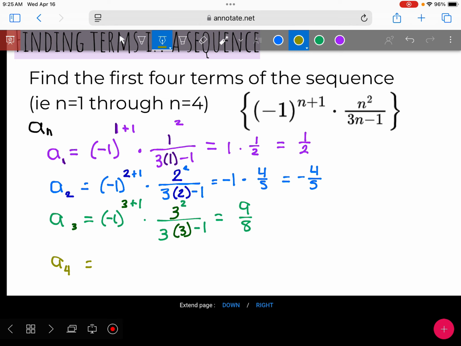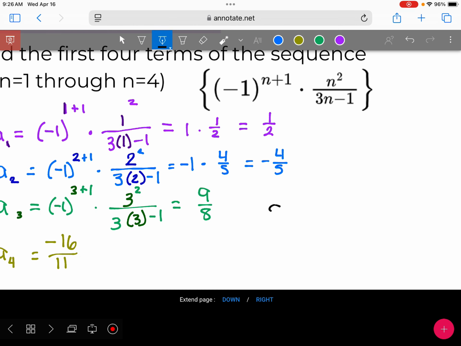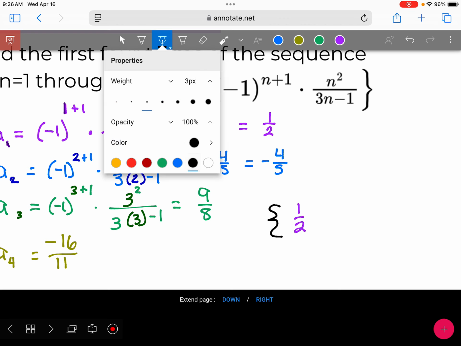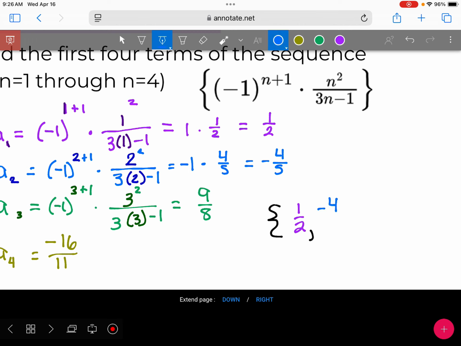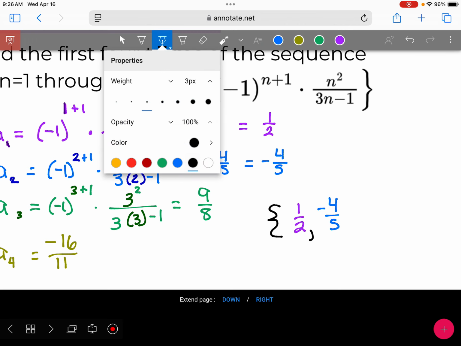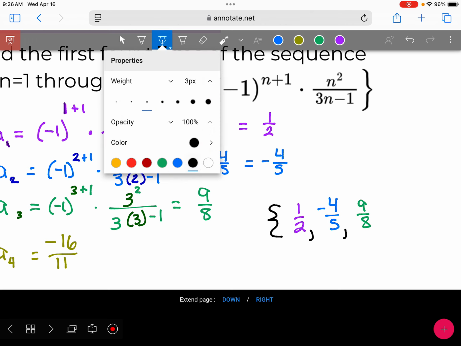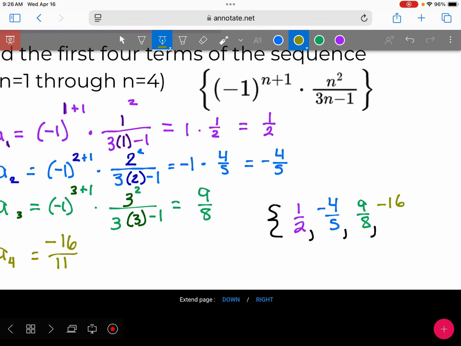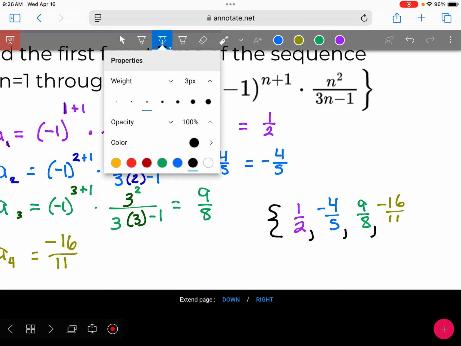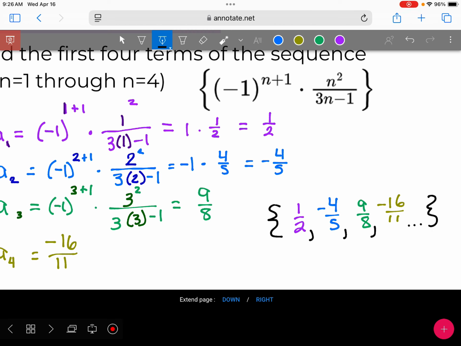Our a sub 4 was -16 over 11. So our last bit, I'm going to write this as a sequence. We're just taking our simplified answers. So we'll have our 1/2, then our -4/5, then our 9/8, then our -16 over 11. And this pattern will continue. So dot, dot, dot.